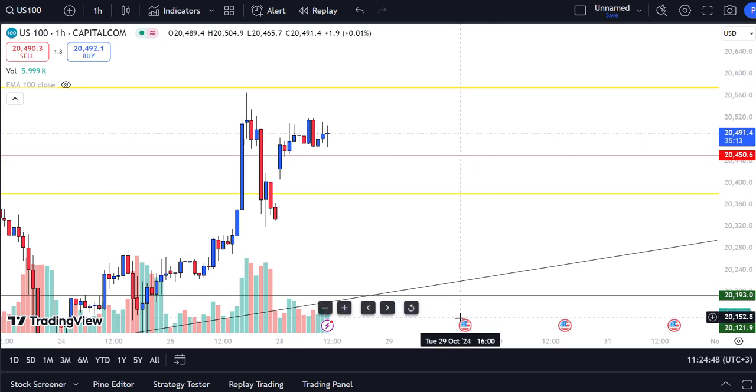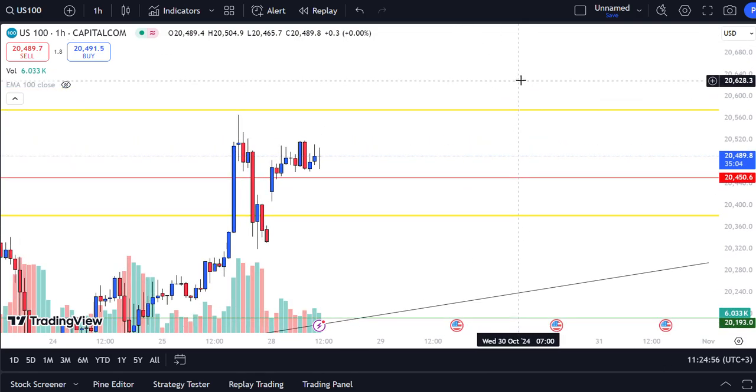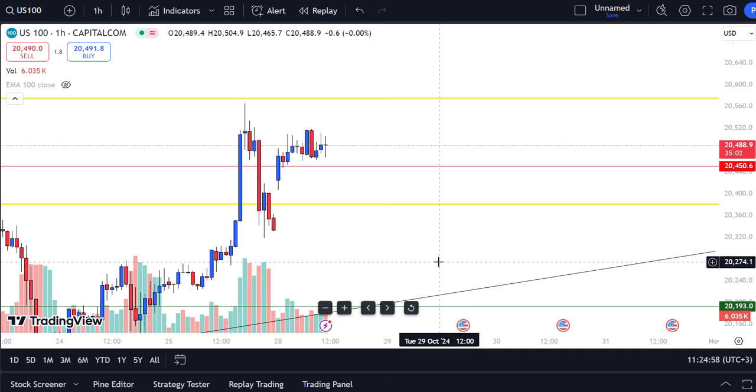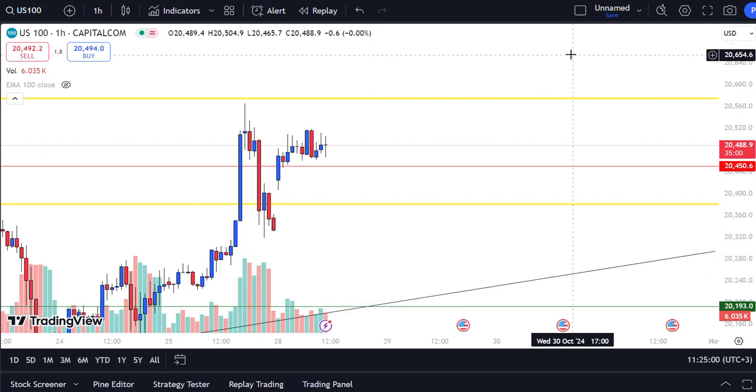There is an NFP coming out this week. This is the last week of October. So this market may break through this area before NFP, or maybe NFP may be the catalyst for the market to break through and test further highs.